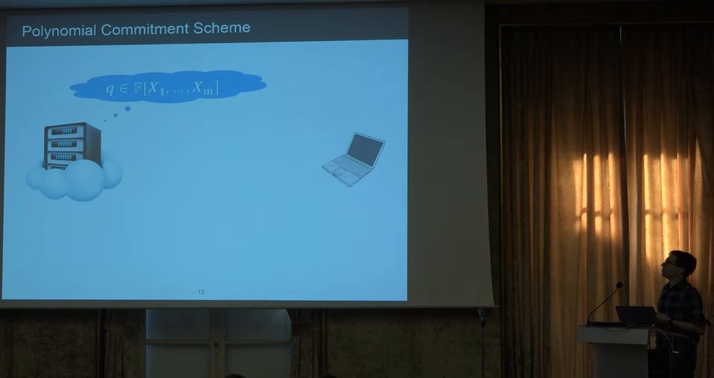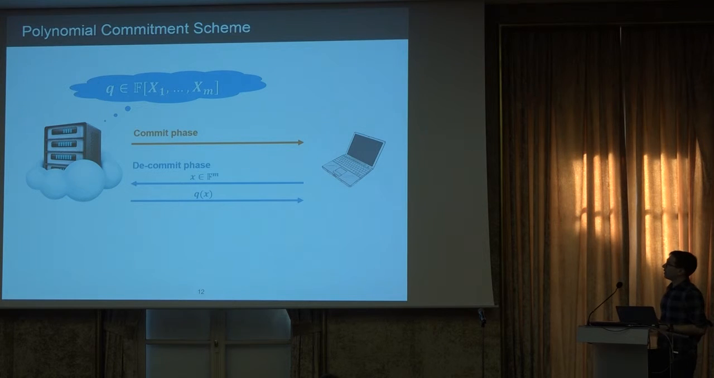And so what is a polynomial commitment scheme? Well, we can imagine the prover thinking of some polynomial q, which is over a finite field. And he commits in some way. And then there will be a decommit phase later on where the verifier can ask a bunch of queries. So he can say, oh, I want q of x, I want q of y, etc. And the prover has to respond with some field elements that correspond to these evaluations.